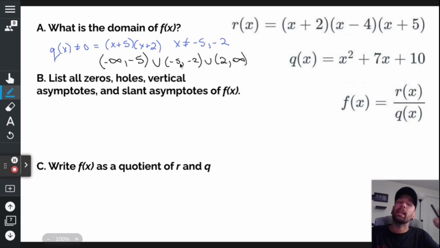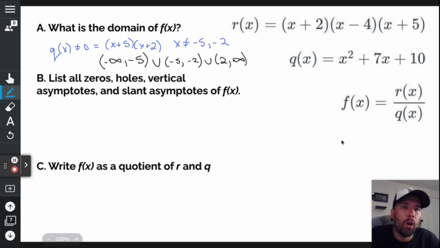Okay, so the domain is everything except for where the function is undefined. The function is undefined when q equals 0. Q equals 0 at negative 5 and negative 2, so x can't be negative 5 or negative 2. List all the zeros, holes, vertical asymptotes, and slant asymptotes of f of x. Okay, so let me write down this whole thing.